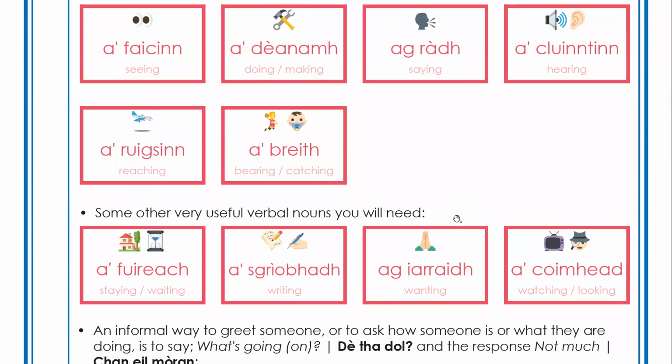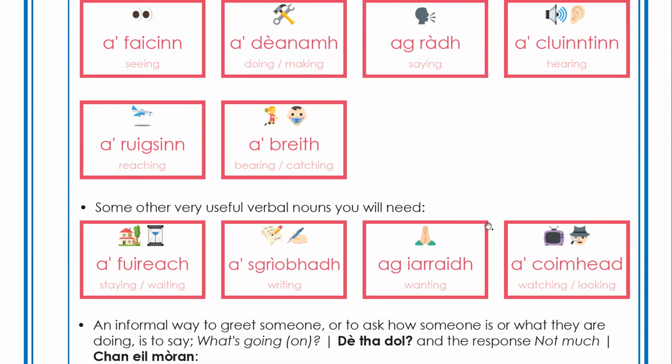And some other ones we'll encounter in the course to talk about what we're doing from day to day. A fudach, staying or waiting. Writing, skrivig. And think here, scribe, skrive, obviously from the same root. Skrivig, writing.